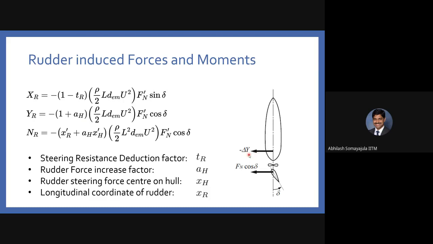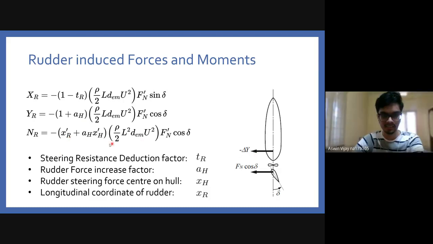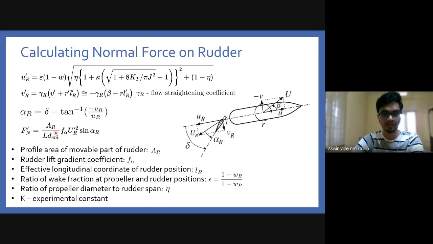Yeah, so this XR and XH does the same thing. XR is the length till here, XH is the length till here, and multiplying by the force, you'll get the net moment due to the rudder. Now, calculating the normal force on the rudder, F.